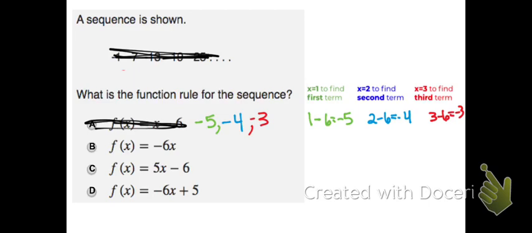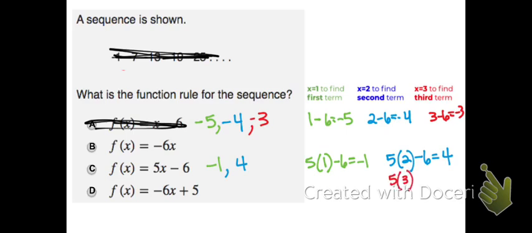If we put 1 into this equation, 5 times 1 minus 6 is negative 1. So our first number is negative 1 in this sequence. Now let's put 2. 5 times 2 minus 6 is 4. So 4 is my second number. Then let's put 3. 5 times 3 minus 6 is 9.